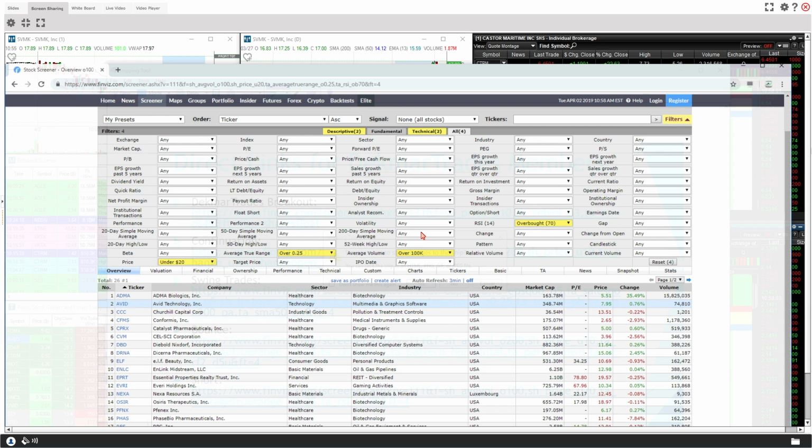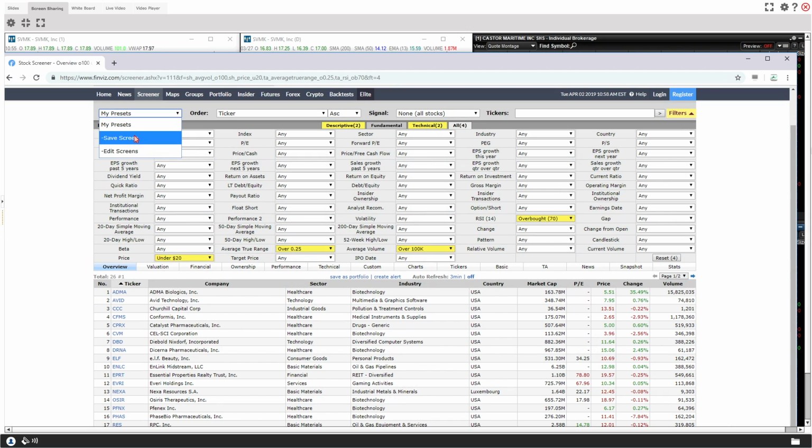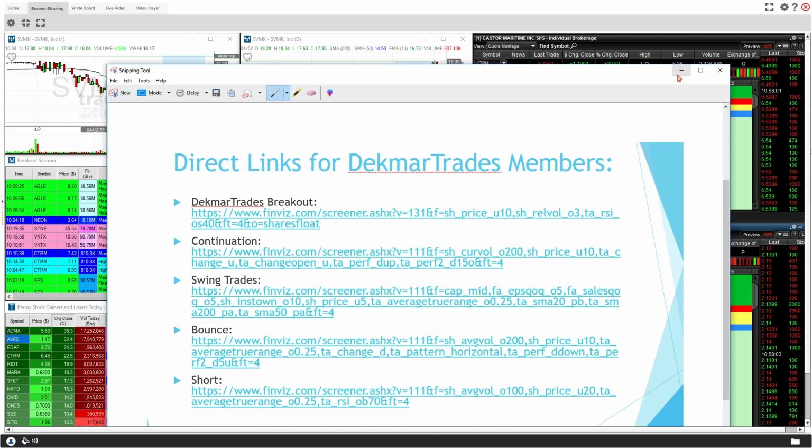With that being said, if you guys go right here, you can go to my presets and you can save it. So you can save it after you guys click these links, and then just save it. Dekmar Trades Breakout, Dekmar Trades Bounce Play, or you can just put Bounce, whatever you guys want, right? So you guys have that, all ready to rock and roll. So let me post these for you guys, so you guys are all set.